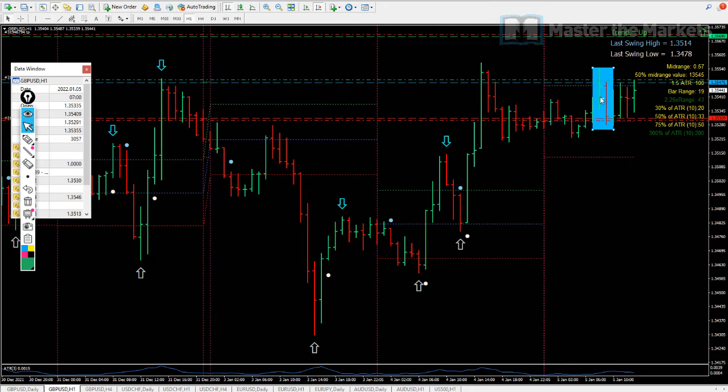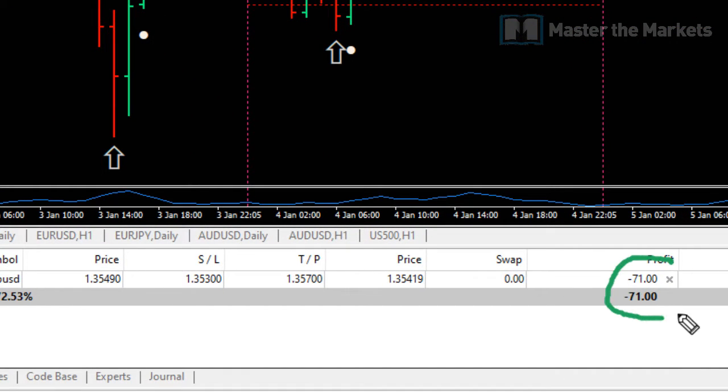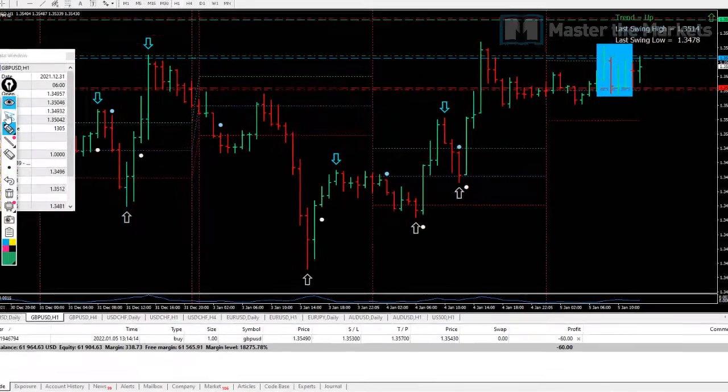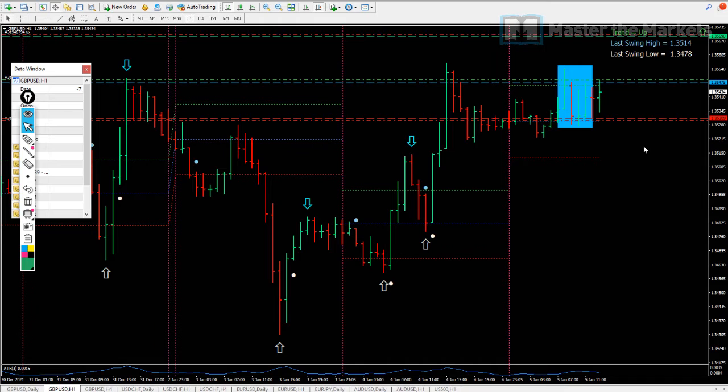So let me just put that square over the pattern. At the moment, how much are we down? We're down a little bit, about 62.71 pounds, but we will just manage the trade as per normal, as we always do. We follow our plan, and then we'll be trailing it accordingly. So we'll show you how the trade progresses throughout the day. I'll pause the video at the moment.